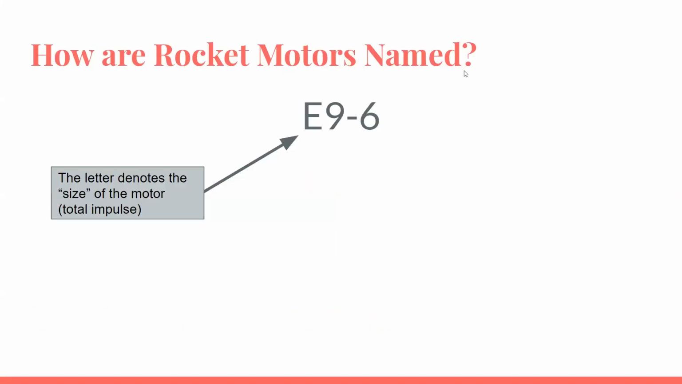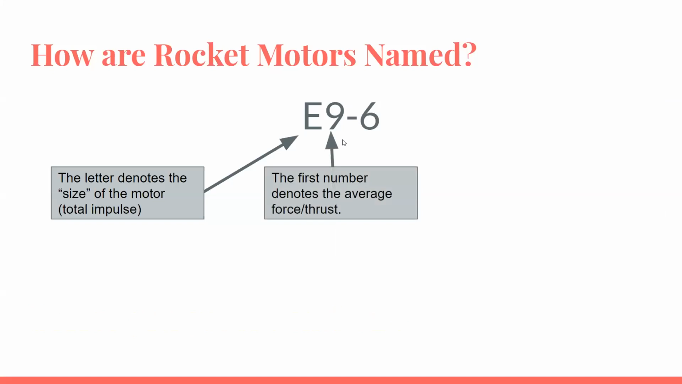So now back to naming rocket motors. We know what the letter means now. So what does the first number mean? The first number, that's the average force. What's the average power the motor's delivering when it's burning?